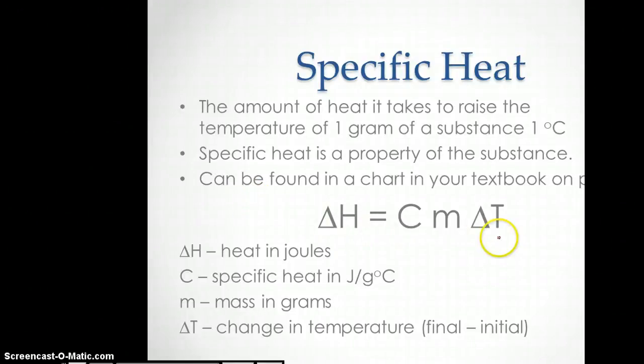Now this formula right here is how we relate heat to specific heat. Specific heat is this capital C right here. So in our formula, delta H equals C m delta T. Delta H is our heat in joules, C is the specific heat, and the units are joules per gram degree Celsius. The little m is mass in grams, and the delta T, change in temperature, is found by taking the final temperature minus the initial temperature. So the heat in a process is equal to the specific heat times the mass times the change in temperature.